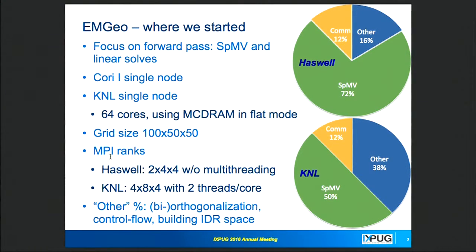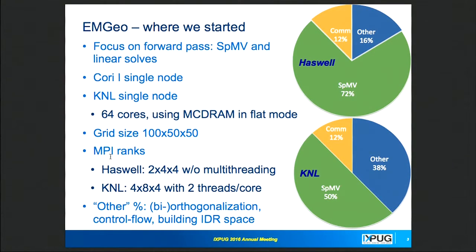So this is initial profiling of the original code, which is MPI only code. Here we are running on a single node in Cori, which is composed of two Haswell sockets and one KNL node, with MCDRAM in flat mode. The grid size is what we would expect to have in the subdomain per node in production runs. Here we can see that the SpMV operation is dominating the runtime because it's a severely memory bound operation. The other part, in blue, is mostly stream-like operations in the code.